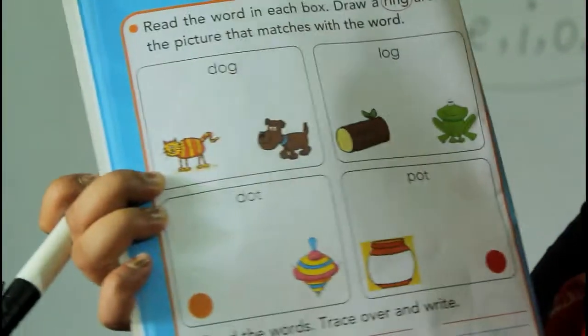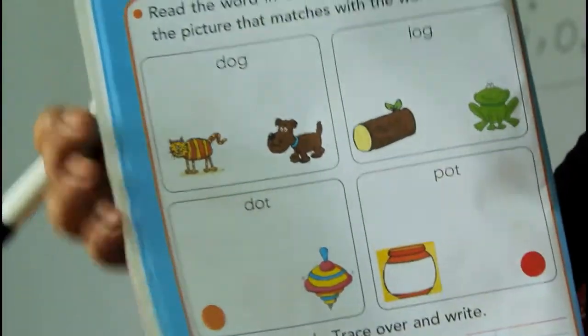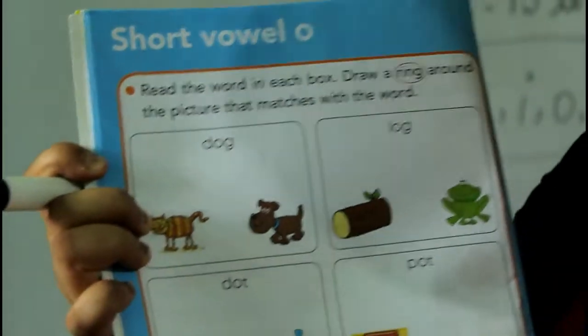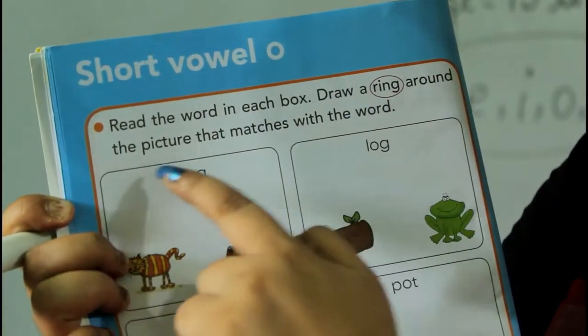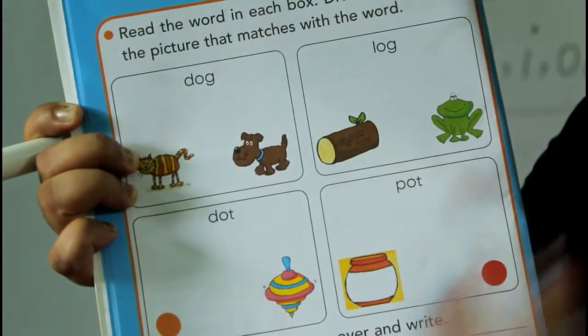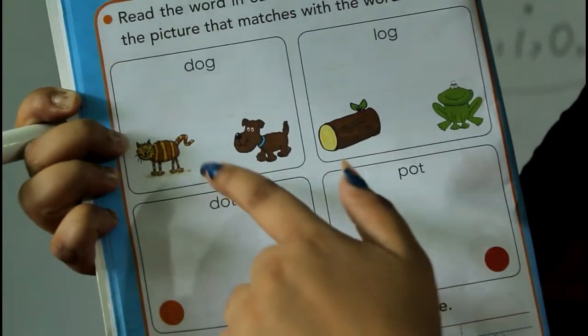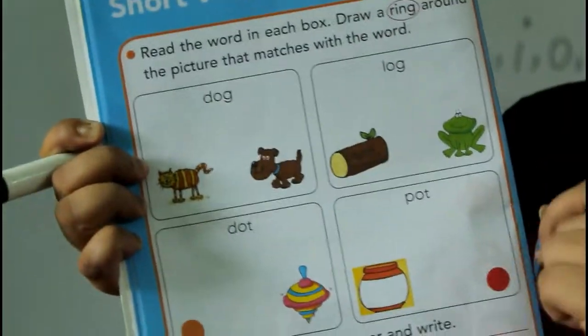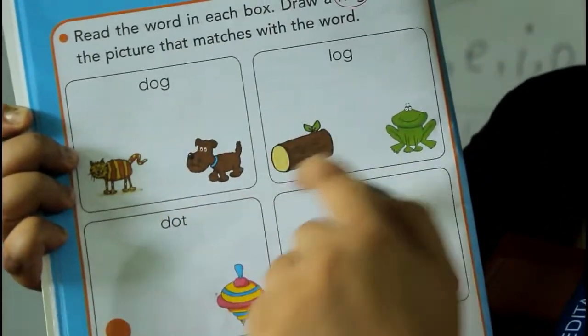It's page number 18. So here we have completed with A, E, I, now O. Read the word in each box. Draw a ring around the picture that matches with the word. So the same thing we have to do here also. What you need to do is, here are the pictures given and some words given. You have to match it. You have to make a ring according to the pictures.